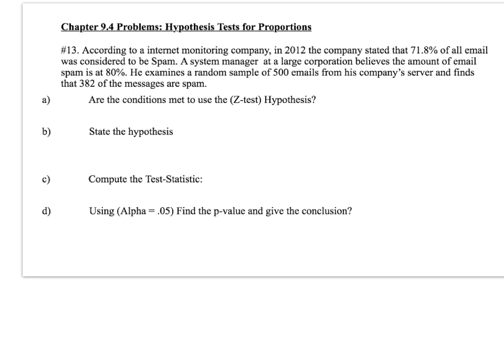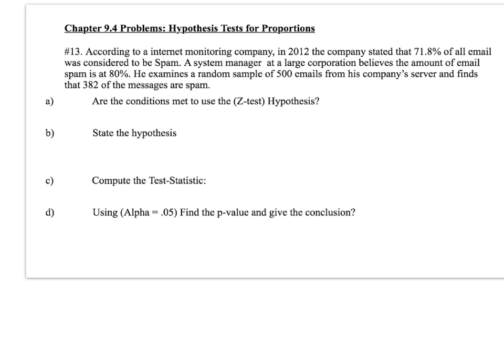A system manager at a large corporation believes that the amount of email spam is at 80%. He examines a random sample of 500 emails from his company's server and finds that 382 of the messages are spam. Are the conditions for the hypothesis test met? And the answer is going to be yes.